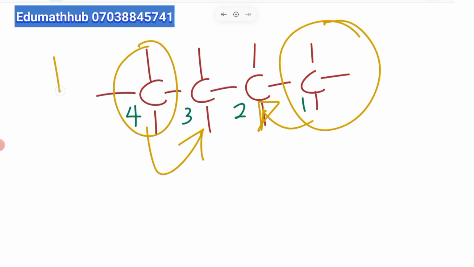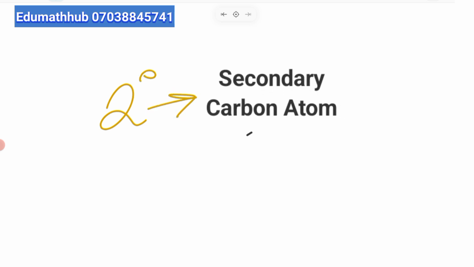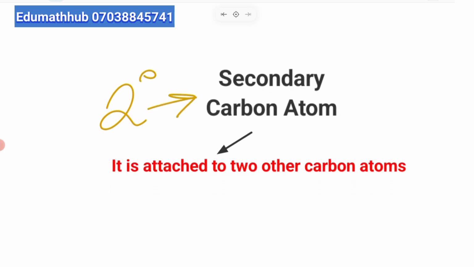So the 1st degree carbon is always at the extreme. It's always at the extreme end of the carbon chain, always at the extreme like this. That's where they are located. So let's take the next one. The second one is the 2nd degree or secondary carbon atom. And this is a carbon atom that is attached to 2 other carbon atoms.